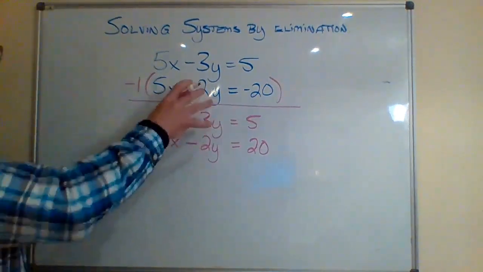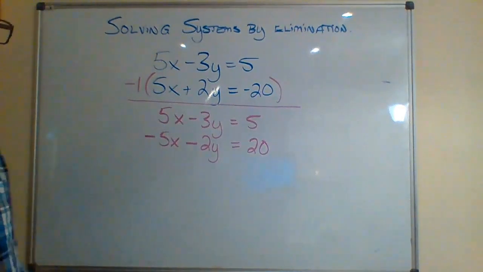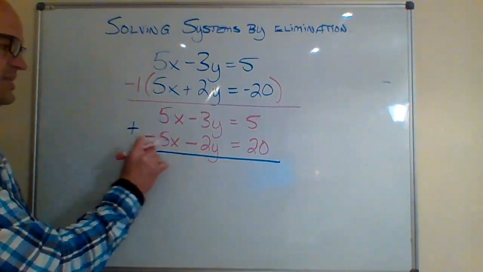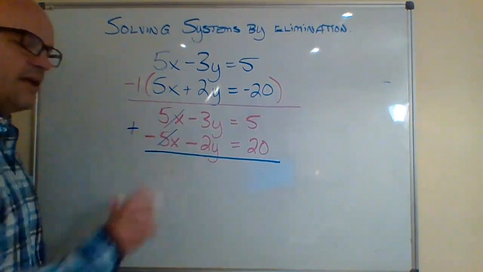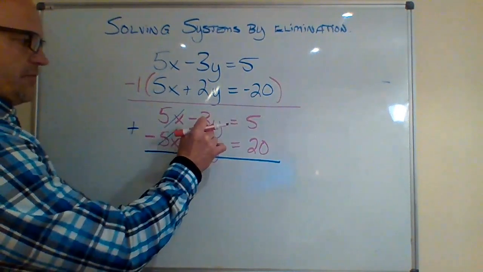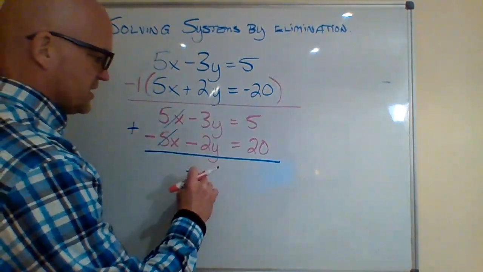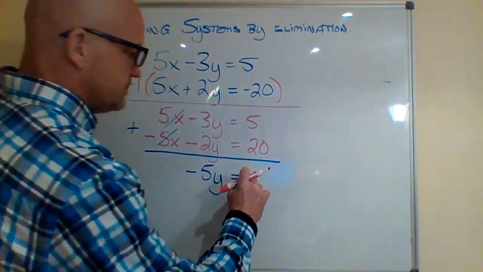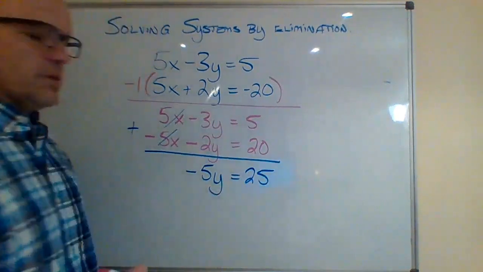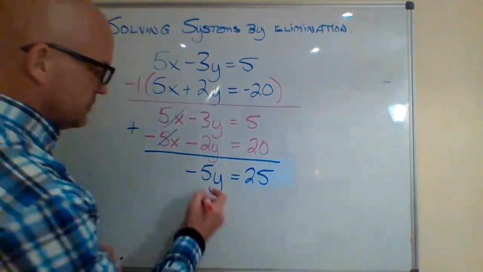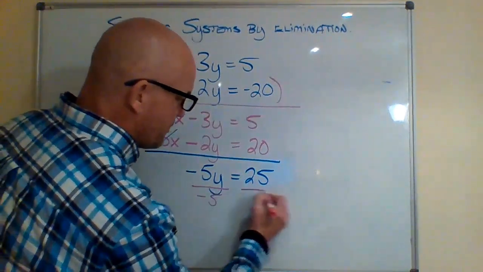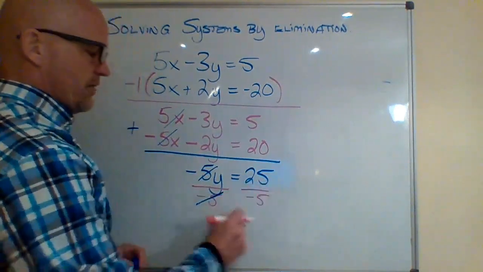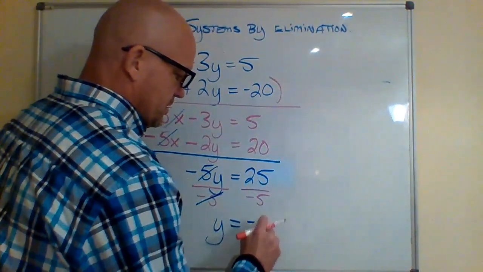At this point, I now should be able to add these together and have something eliminate. When I add them together, the 5x plus the -5x does eliminate. That's what I wanted to happen. The -3y plus -2y gives me -5y. And the 5 plus the 20 is 25. Once again, real simple equation to solve. Divide both sides by -5. The -5's will eliminate, and y will equal 25 divided by -5, which is -5.